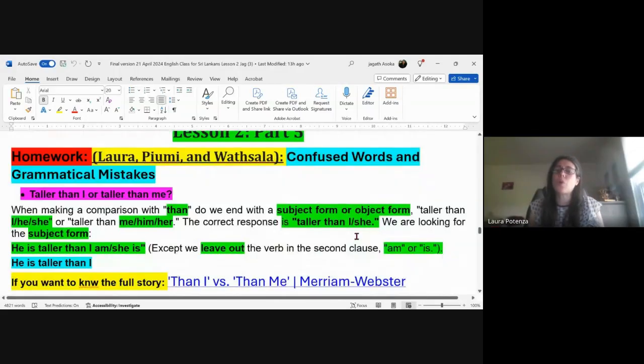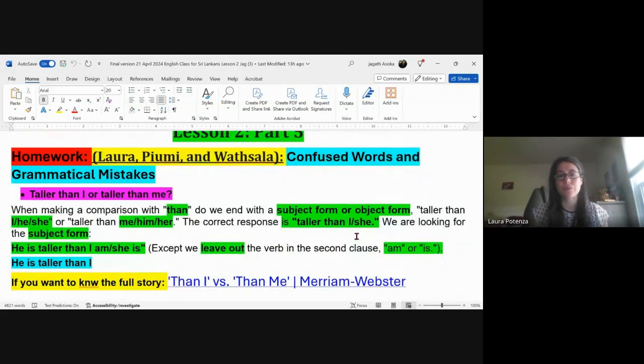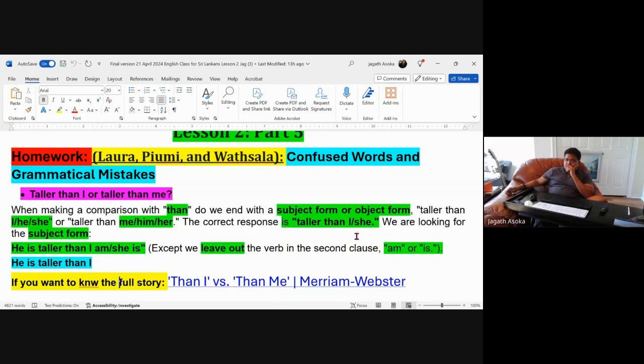So this was homework. Confused words and grammatical mistakes. So taller than I or taller than me. When making a comparison with than, do we end with a subject form or object form? Taller than I, he, she, or taller than me, him, her? The correct response is taller than I, she, or he. We are looking for the subject form.